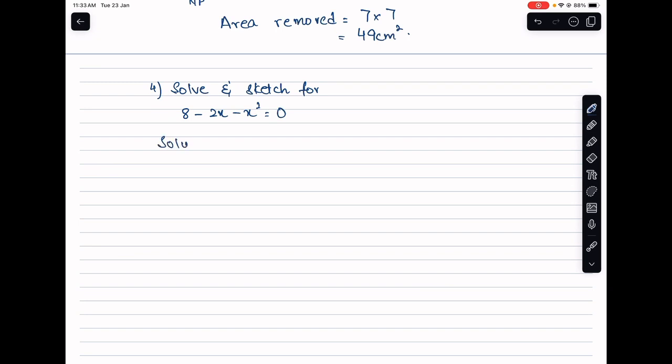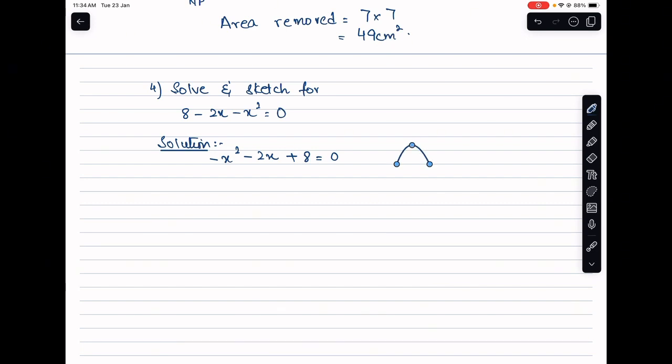So solving the equation, I can arrange the equation with the highest power first, so that it is negative x squared minus 2x plus 8 is equal to 0. Now, I can see here that the coefficient of x squared being negative, I should be having a maximum turning point curve.